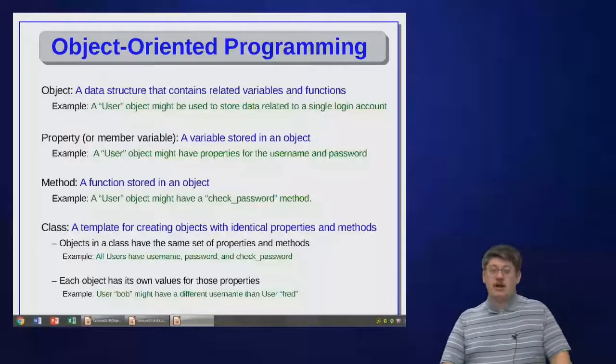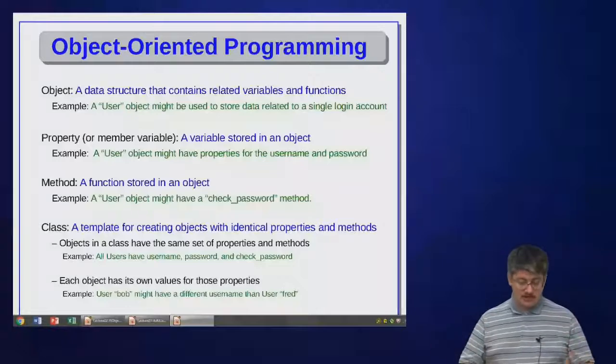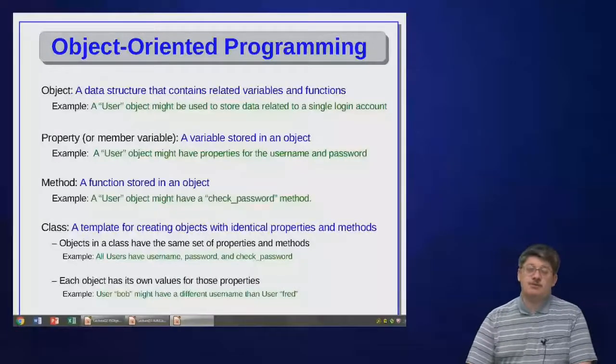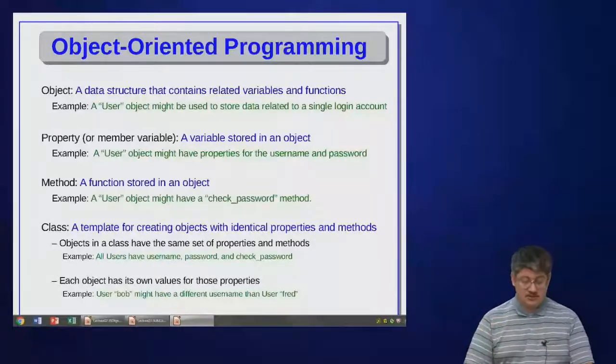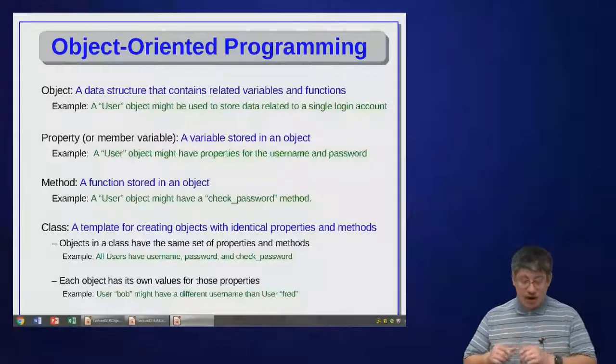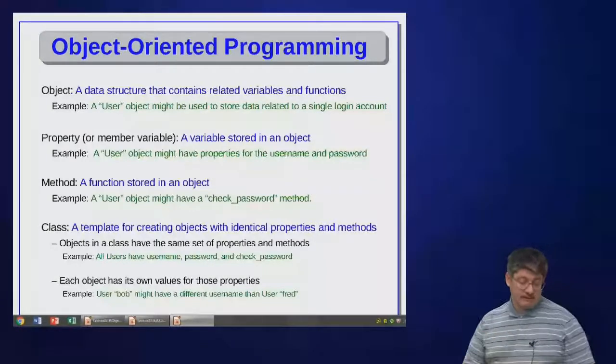And when we talk about a bunch of objects that are more or less alike, we call that a class of objects. So what is a class? Well, it's really just a cookie cutter for stamping out a bunch of objects. And we want those objects to have the same properties and methods. So objects in a class all have the exact same properties and exact same methods. So for example, all users have a username and a password and a check password method.